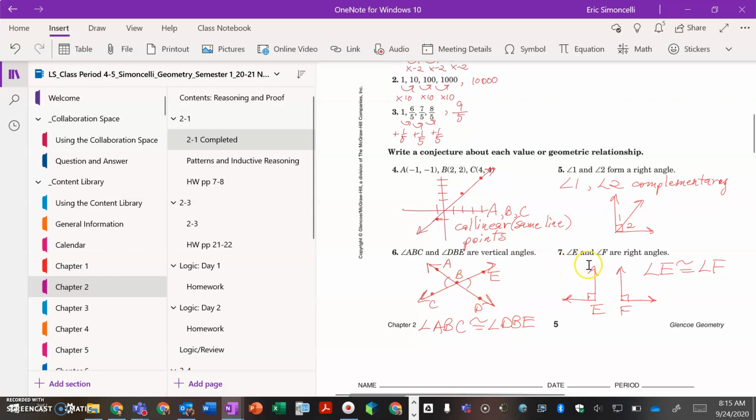Number 7, angle E and angle F are right angles. Here's angle E, right angle. Here's angle F, right angle. Similar to number 6, the argument will be that angle E is congruent to angle F. So your final conjecture is just that.